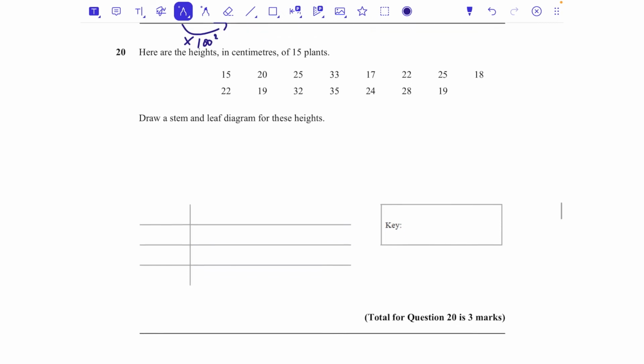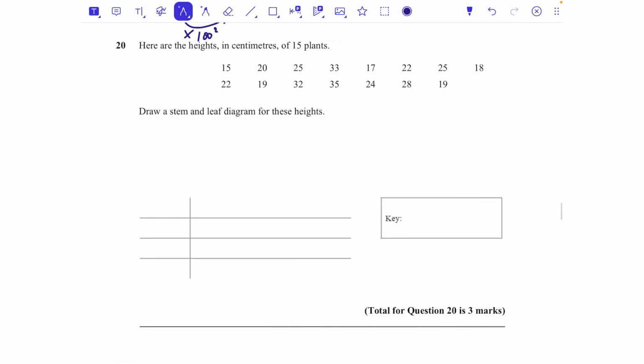Question number 20. Here are the heights in centimetres of 15 plants. Draw a stem and leaf diagram. So when I draw a stem and leaf, I like to do a draft one first, where the stem and leaf is not in order. I think that helps to not miss any out.